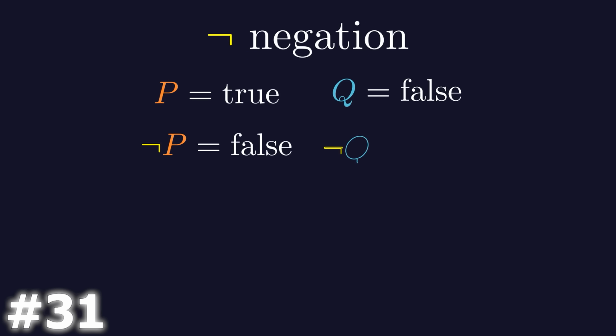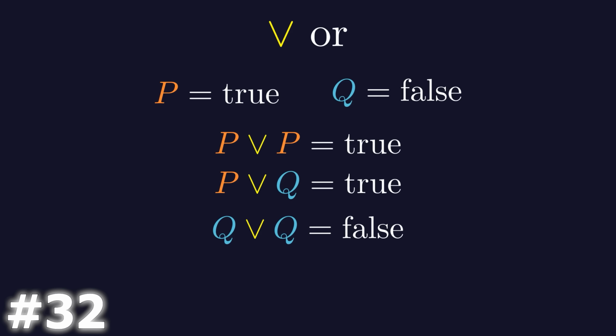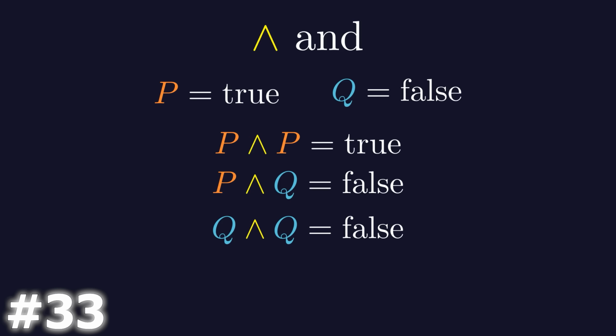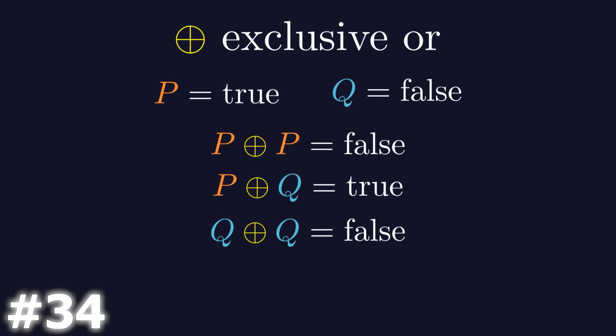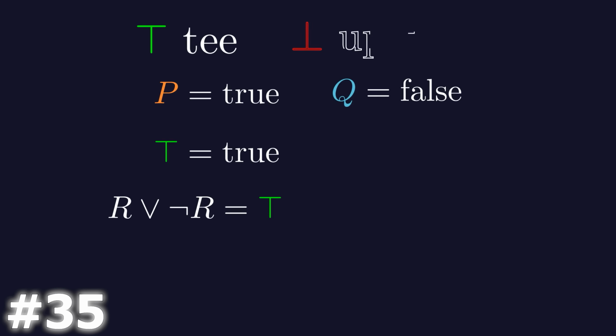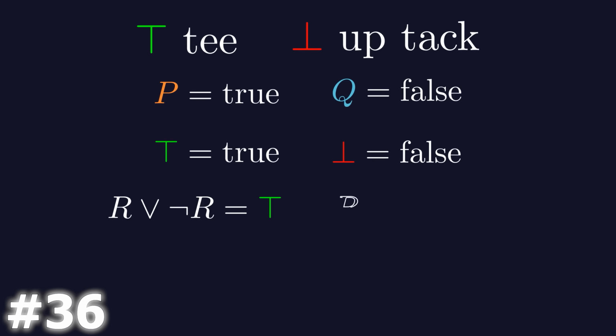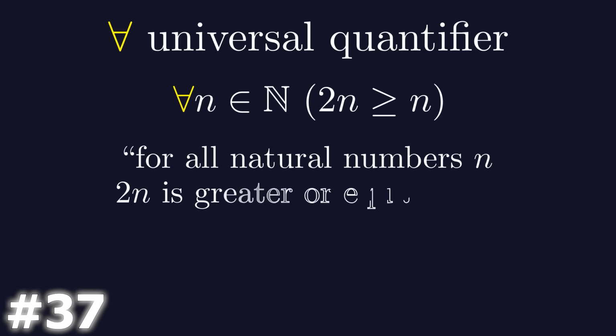Negation symbol is used in logic to indicate the opposite of a statement. OR operator returns true if at least one of the operands is true. AND operator returns true only if both operands are true. Exclusive OR operator returns true if exactly one of the operands is true. T denotes logical constant for true value or a statement that is always true. Uptake represents logical constant for false value or a statement that is always false. Universal quantifier asserts that a statement is true for all elements in a given domain.